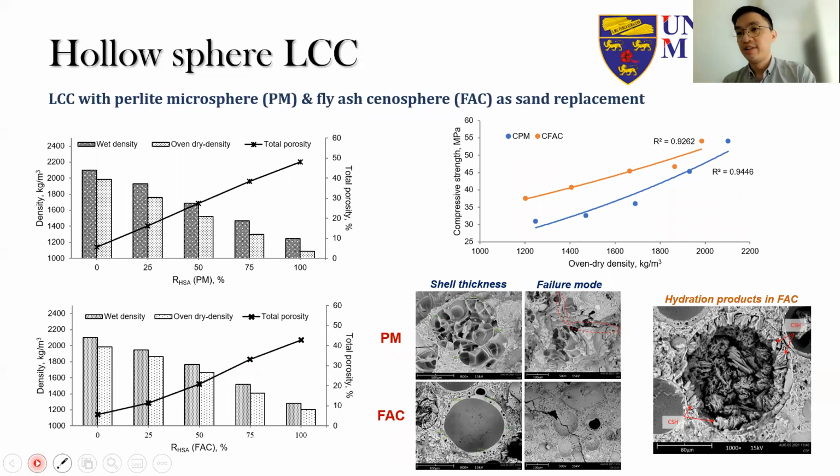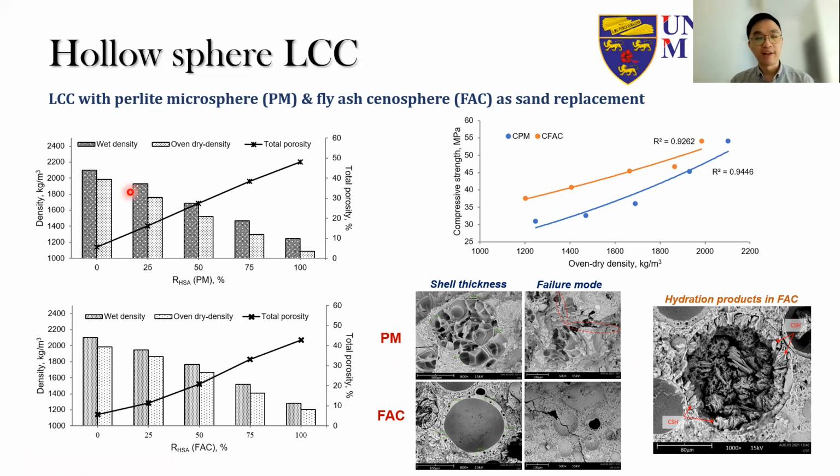So those were the studies that we did on the properties of Perlite microsphere LCC without the use of any sand. We basically tried to reduce the density and to achieve a good enough strength. Then we move on to comparing the effect of different types of hollow sphere. Right, we compare the use of this Perlite microsphere with the fly ash cenosphere. But in this case, we are using the two hollow spheres as a sand replacement to get the LCC, to get the lightweight cementitious composite.